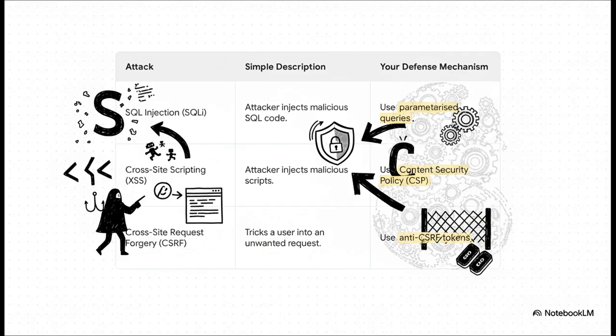The attack is cross-site scripting, or XSS, where they inject malicious JavaScript. Your defense is a content security policy, or CSP. And what about cross-site request forgery, or CSRF, which tricks a user into doing something they didn't mean to? Your defense is an anti-CSRF token. You need to know these pairings cold.